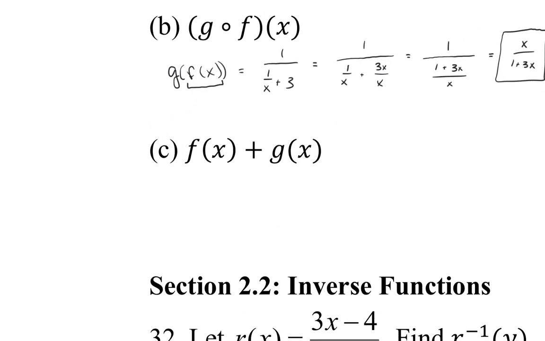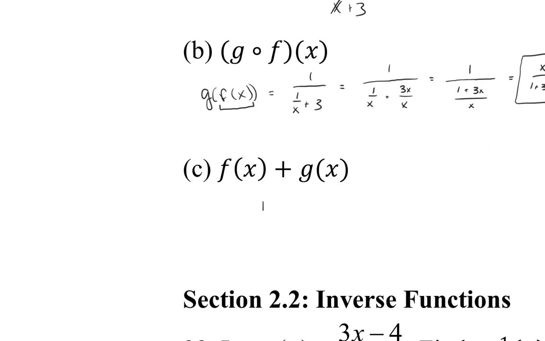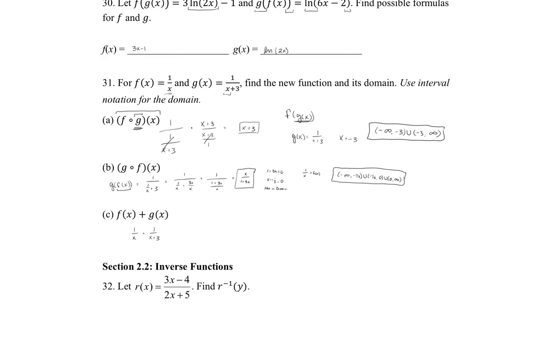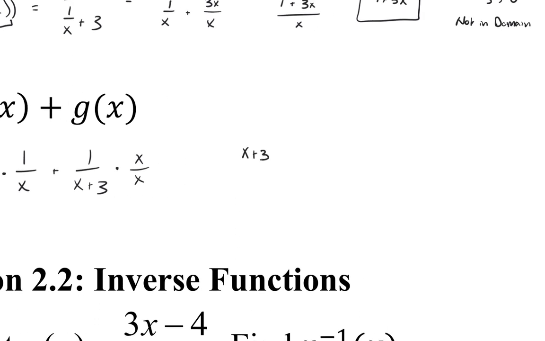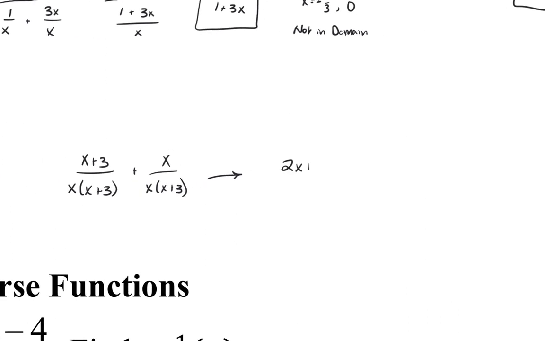Moving on, we have f of x plus g of x. That's just 1 over x plus 1 over x plus 3. I'm going to add those together, just create a common denominator. So this is going to be multiplied by x plus 3 over x plus 3. This is going to be multiplied by x over x. So we're going to end up with x plus 3 over x times x plus 3 plus x over x times x plus 3, which is going to give us 2x plus 3 over x times x plus 3.